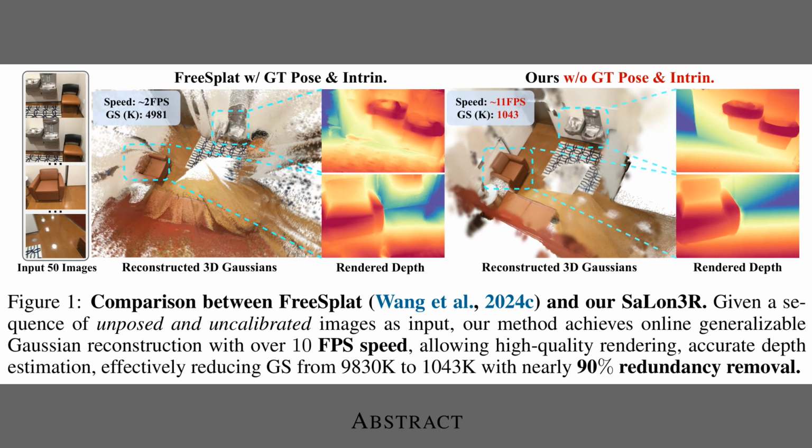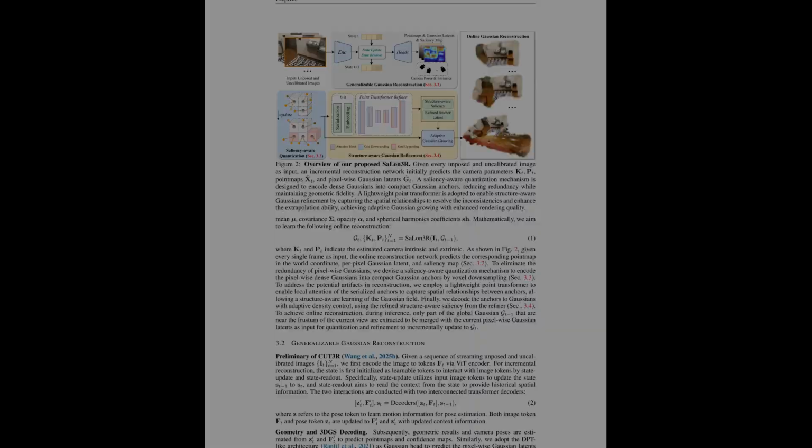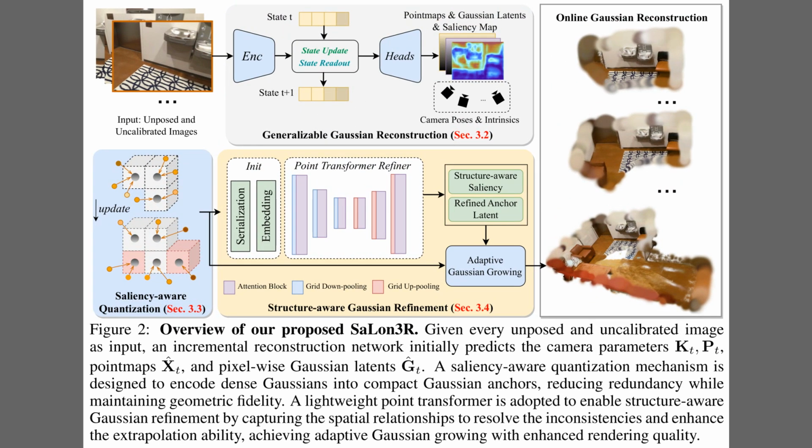Alright, the introduction set the stakes on speed and compactness. Figure 1 contrasts FreeSplat with SaLon3R on a 50-image sequence, showing reconstructed Gaussians and rendered depth. The left panels run at about 2 frames per second, with roughly 5,000 Gaussians, which leaves noisy geometry. The right panels run near 11 frames per second with about 1,000 Gaussians, so depth looks cleaner and redundancy drops by roughly 90%. So Figure 1 showed the speed and compactness gains.